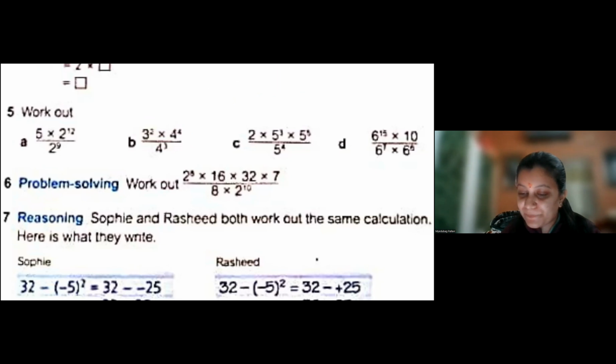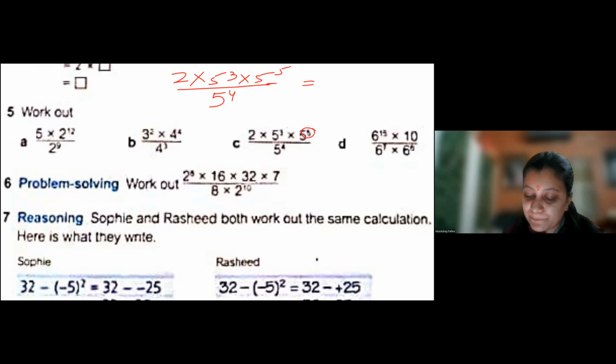Okay. Let's see the C part now. Now C part is 2 multiplied by 5 to the power 3 multiplied by 5 to the power 4. Is it 4? This one? No, it's 2 into 5 to the power of 3 into 5 to the power of 5 over 5 to the power of 4. Okay. So see, this we have. Now what we'll do in this one? Would you like to try it yourself first? Okay.